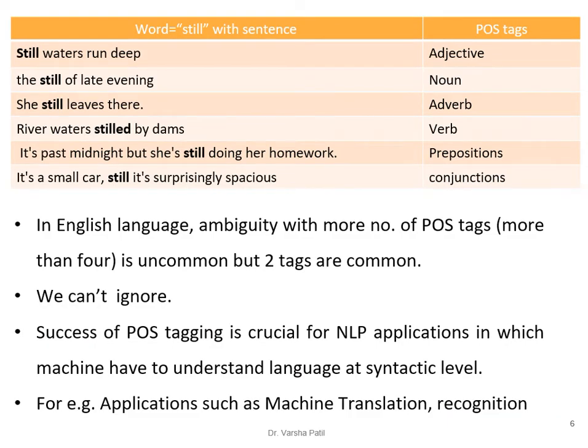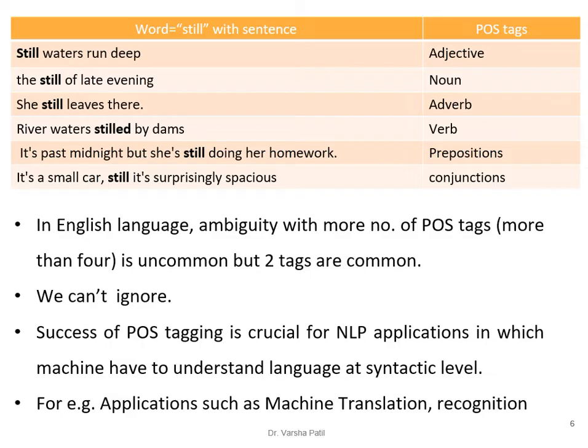Now see the word "still", and it shows the sixth part of speech tag. "Still waters run deep." Here "still" acts as an adjective. "The still of late evening." The still of late evening means quiet or silence of late evening, so it acts as a noun. "She still lives there." It acts as an adverb.